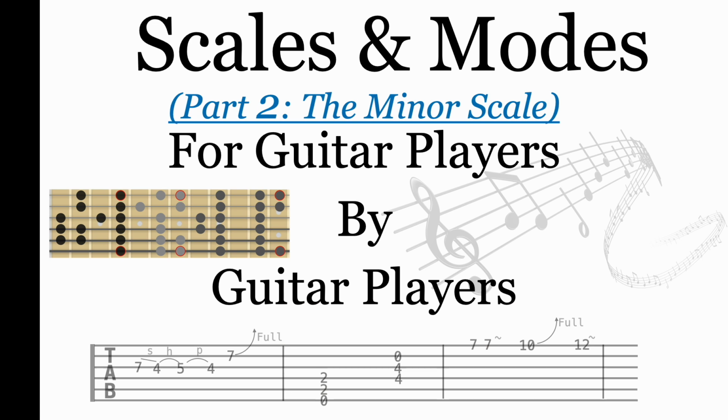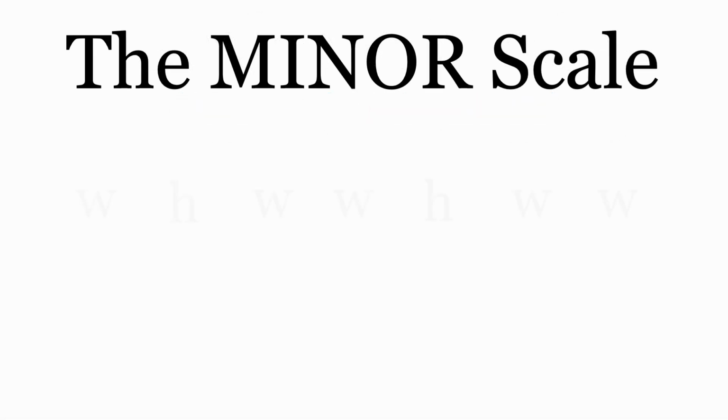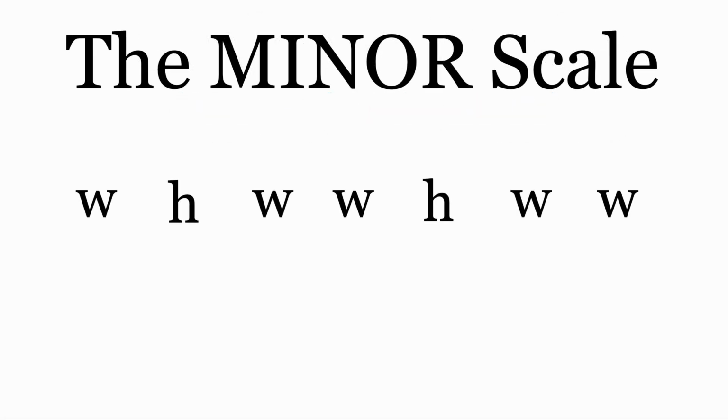And this is our second part, or part two. Here we are going to be talking about the minor scale. And when we start talking about the minor scale, it's going to have a pattern that looks familiar, based off what we looked at in the previous video for the major scale. Here, however, we have a whole step, half step, whole step, whole step, half step, whole step, whole step, which again, to guitar players, sounds pretty obnoxious.